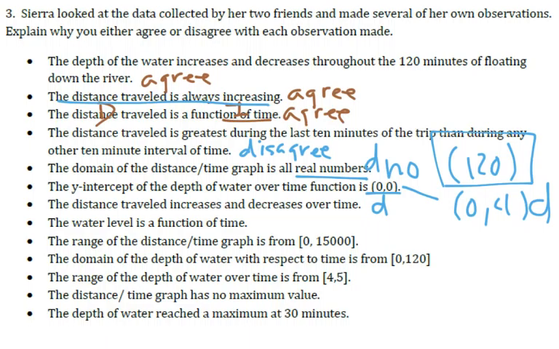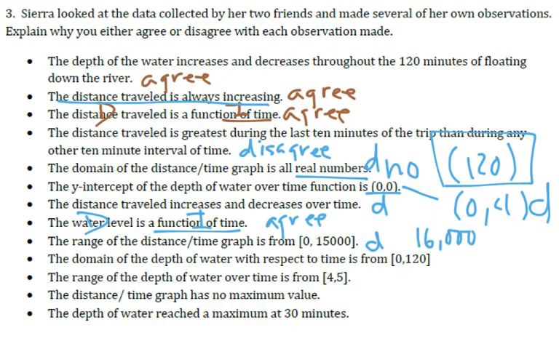The water level is a function of time. Yeah, that is our independent. Time is our input, our independent. The water level is our dependent. So we agree with that one. The range of the distance time graph is from 0 to 15,000. Disagree, it was to 16,000.